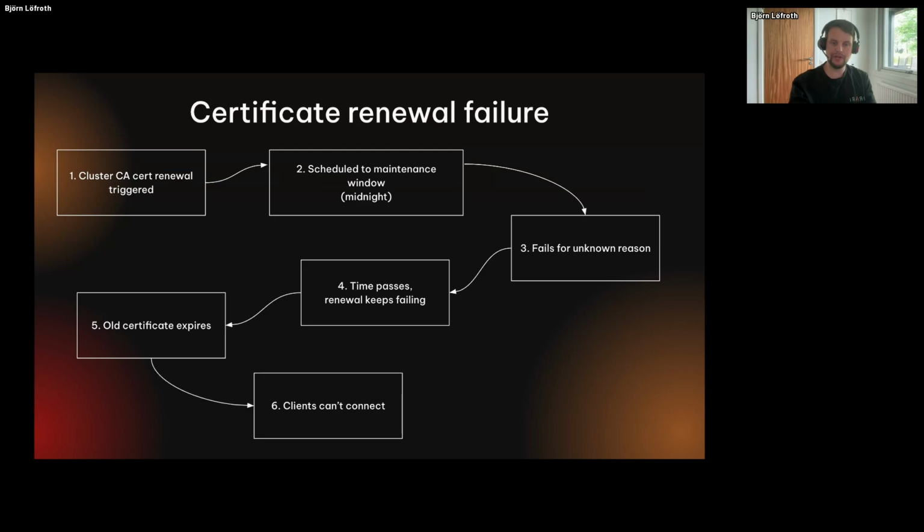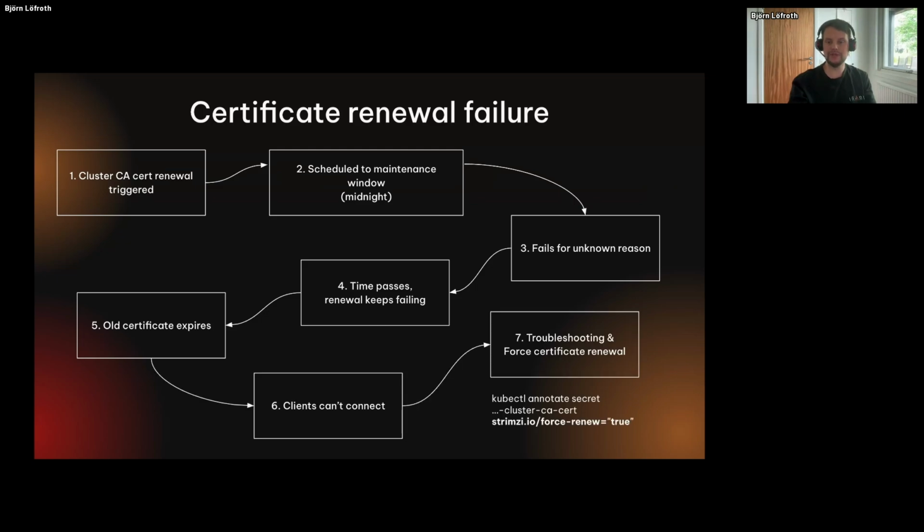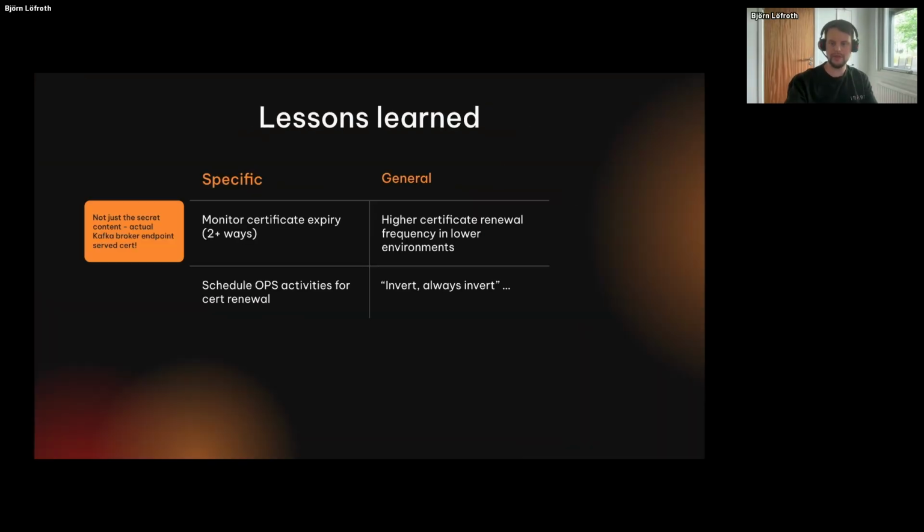The old certificate expired, the clients cannot connect, and then the intense troubleshooting starts. Fortunately, in this case, the fix was much easier. We could force renewed certificates. I think we maybe restarted some pods as well, but it was rather quick to actually fix it. But then we had to redistribute the new certificates, I think.